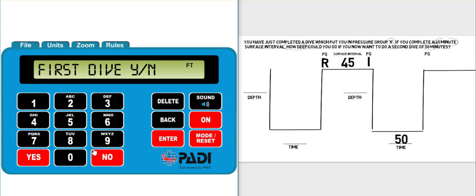Hopefully you're realizing the answer to this question is no, it's not the first dive. It's the second dive that I need to get the information on. So I can click no, and it asks me what is the pressure group after the surface interval. Well, I just calculated that. It's pressure group I. So I can enter in I and click enter. How long do I want to dive for? 50 minutes. That's written down on my diagram. Enter. Tells me a safety stop is required, not critical information to answer this question, so I can just click enter, and it tells me that the maximum depth would be 45 feet.